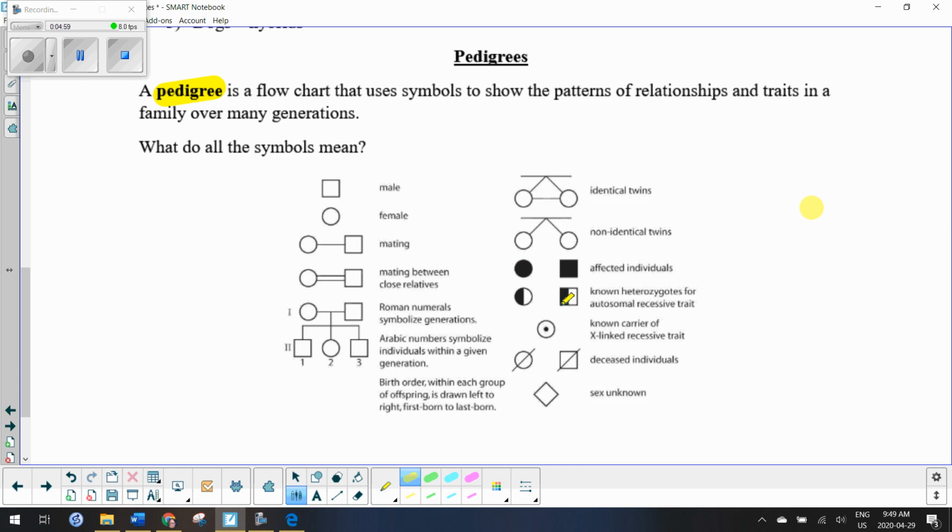Some diagrams will show them known as heterozygous, so they're half shaded. Or they can be carriers, for example. Carriers of an X-linked recessive trait have a dot in the middle. Then deceased individuals, and then sex unknown. For the pedigrees that you guys are going to be working with, you're going to be working with a lot of male-female mating, generations, and then affected individuals. I haven't really seen a lot of the heterozygotes like this, but you could potentially.